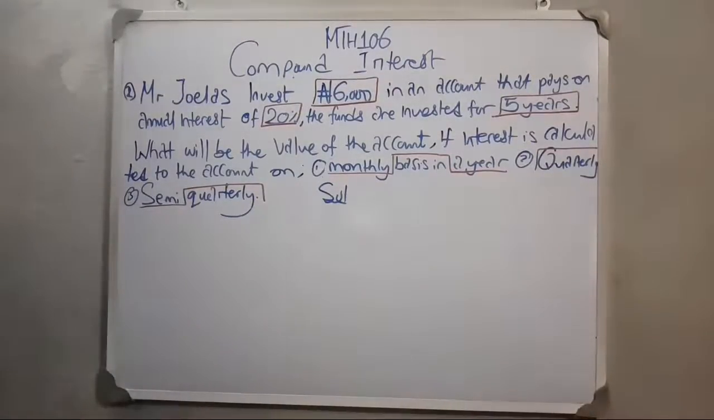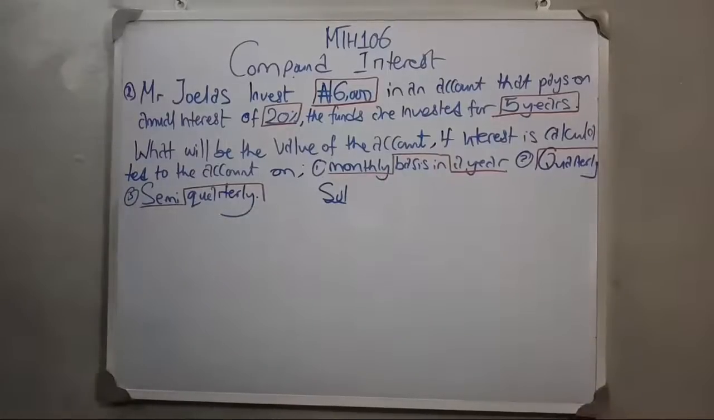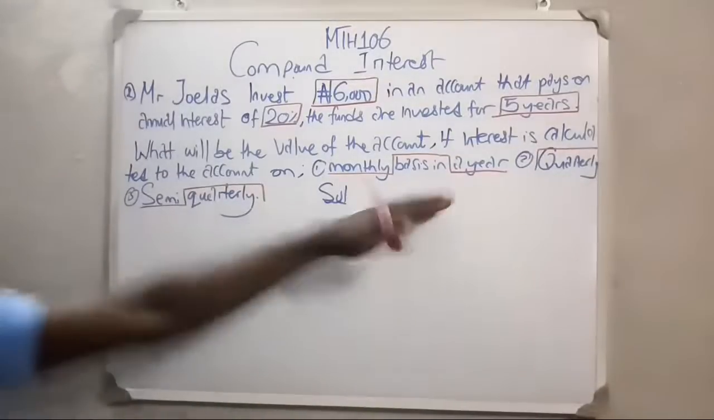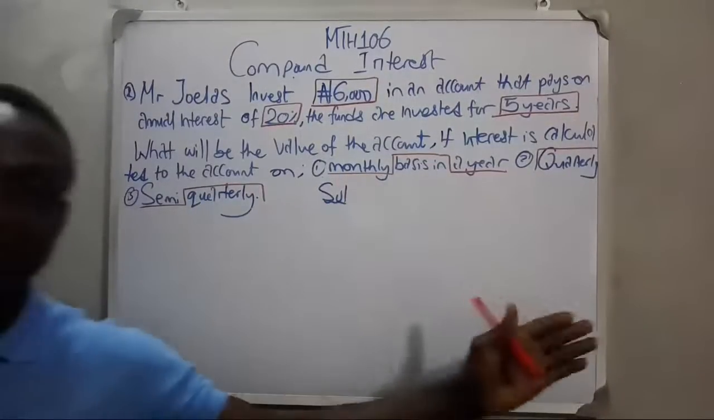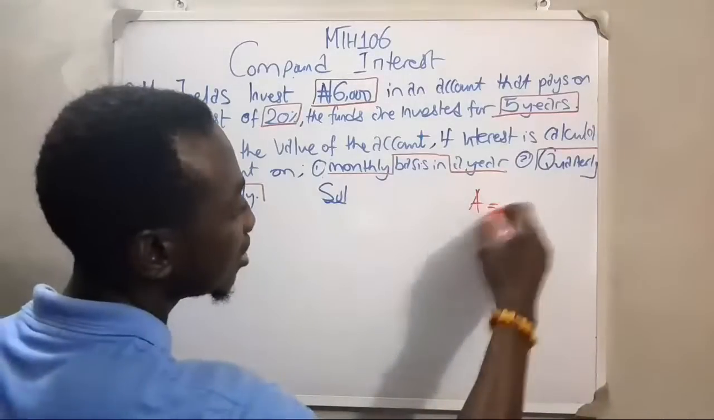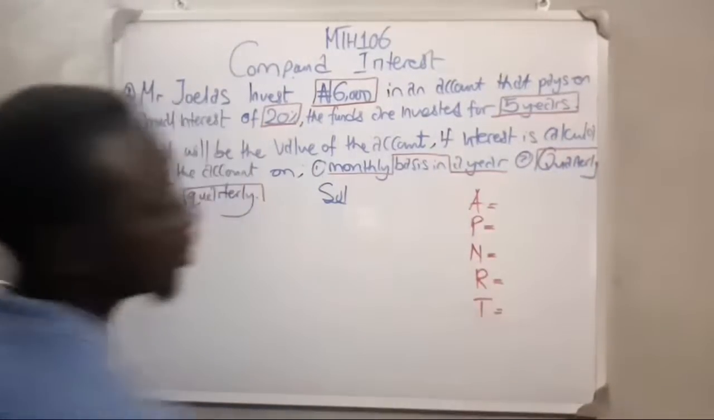So I'm going to solve the first one, and the class is going to solve the remaining two. All right. So Miss Blessing, yes, this is it now, on a monthly basis for a year. That's the annual, Miss Titi. Now the solution. Now let's begin to plug things in. So what's our A? What's our P? What's our N? What's our R? And what is our T, class?